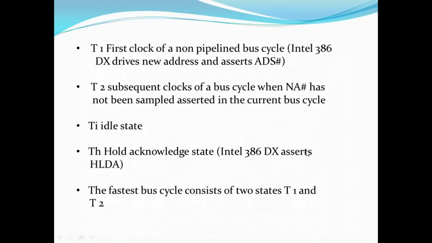In which T1 is the first clock of the non-pipeline bus cycle. That is, the Intel 80386 DX now asserts the ADS active low signal. T2 is a subsequent clock of the bus cycle with no operation, that is, NA active low has not been sampled asserted in the current bus cycle. TI is an idle state. TH is a hold acknowledge state. Intel 80386 DX asserts the HLDA. The fastest bus cycle consists of the two states T1 and T2.